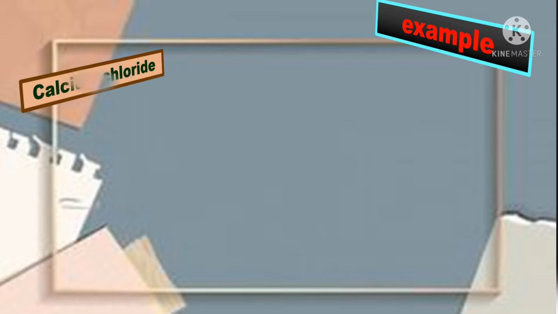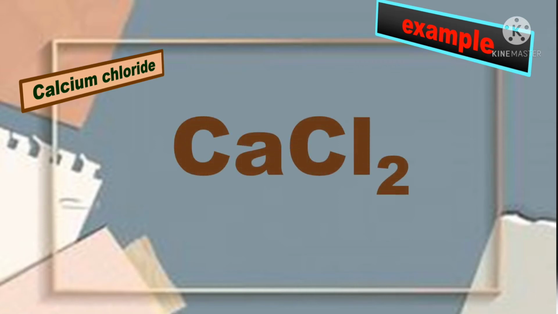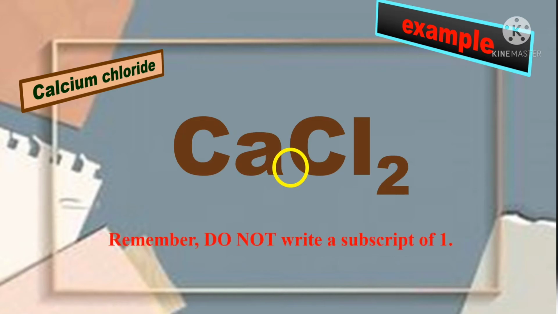Therefore, we have calcium chloride as our new compound formed from the reaction of calcium and chlorine. And its chemical formula is written as CaCl2. Notice that there's no subscript of 1 adjacent to calcium, right? Because you don't have to write a subscript of 1. Remember that. And also take note that if you have the same oxidation number for both elements involved, you don't have to write anything as subscript. Do you get it? Very good.